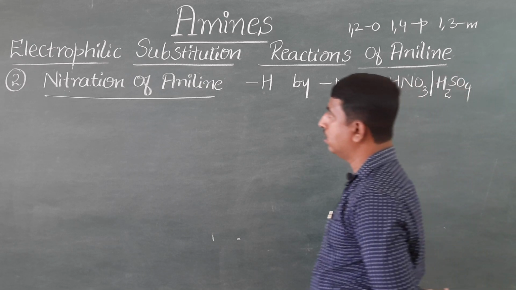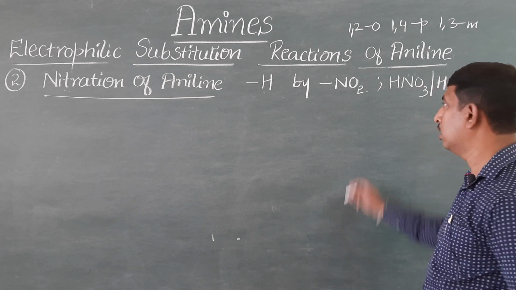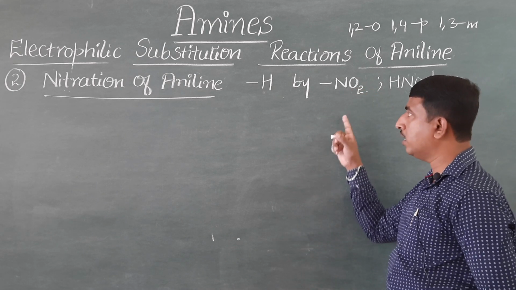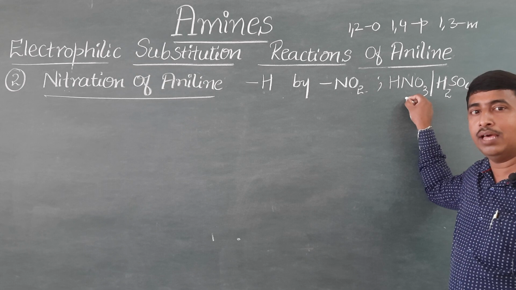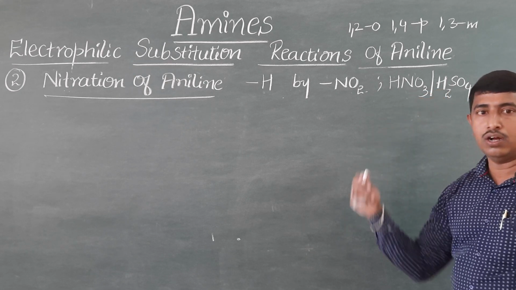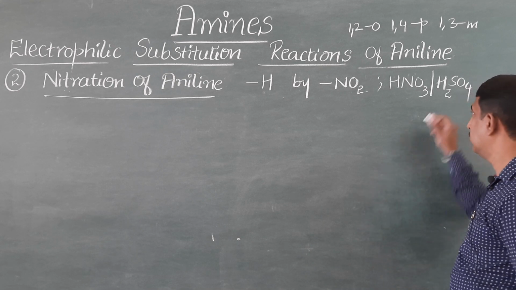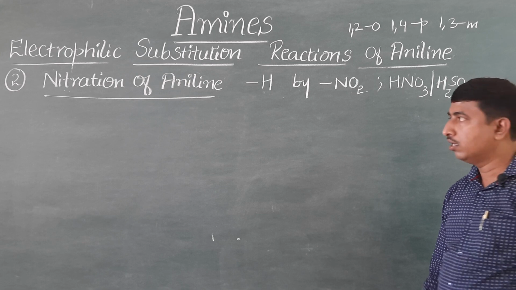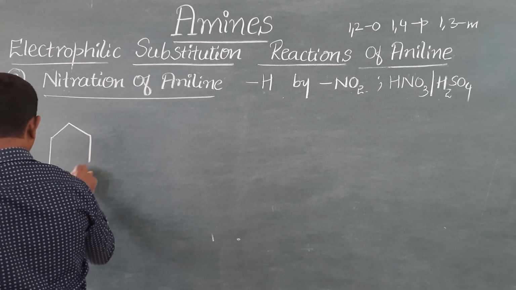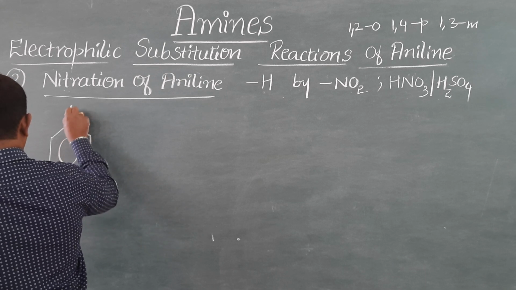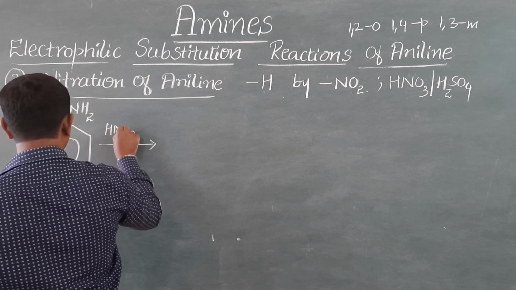So what is nitration? Replacing a hydrogen atom of a benzene ring by a nitro group. This reaction is named nitration. To bring about nitration we have to add concentrated nitric acid along with concentrated sulfuric acid. This mixture is called the nitrating mixture. Now here I will write aniline. This is aniline.